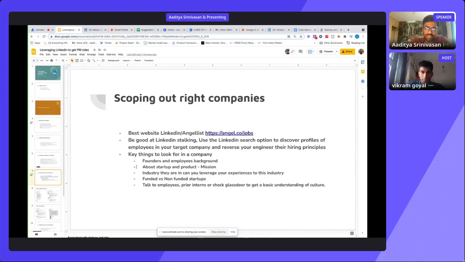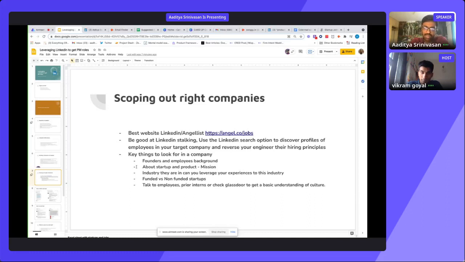Talking about funded versus non-funded startups, there is some slight advantage in working at funded startups. One is brand value. For example, if a company is funded by Sequoia or Tiger Global, you can always put on your resume that you've worked in a company funded by Tiger Global or Sequoia, and it adds a lot of brand value to your resume.